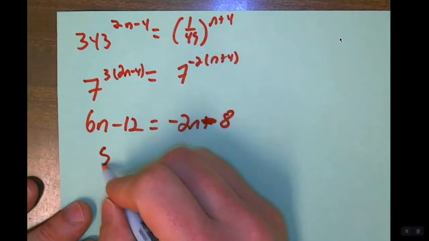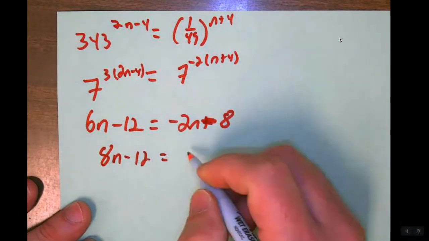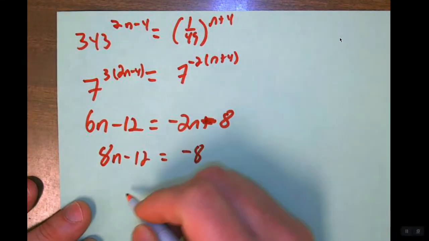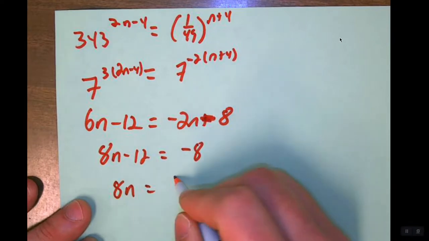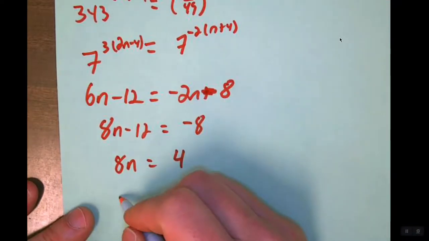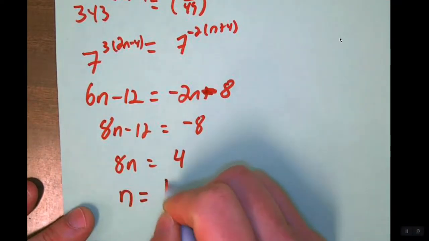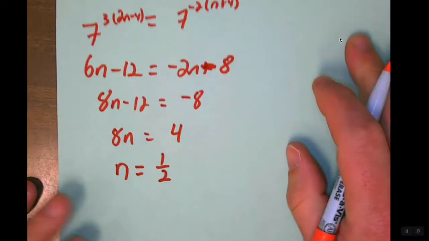So we'll add that. You get 8n minus 12 equals negative 8. Then you add 12, so you get 8n equals 4. And then you divide by 8, so n is a half, right?